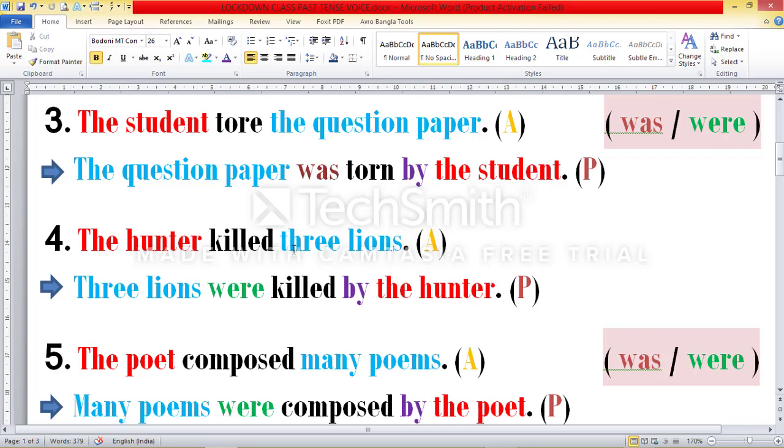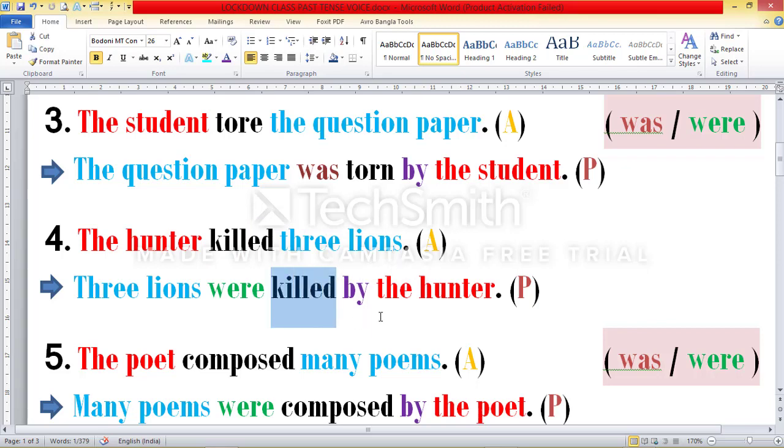So first of all, we are going to make the object subject. So 3 lions here in the passive form has become subject. Then after making the object subject, we have to go to the be verb. And from the be verb, out of was, were, here were will come, because 3 lions, the subject, is third person plural number. Then we have to write the third form of the verb kill. The third form of the verb kill is killed.